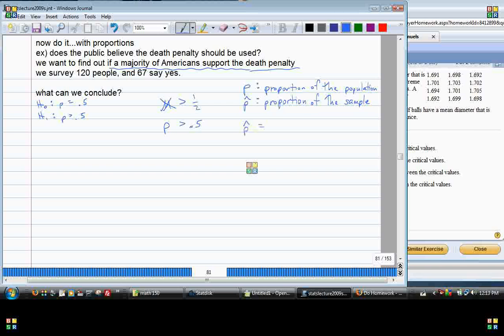Okay. P hat is a proportion. Is P hat 67? Is 67 a proportion? No. So if we ask 120 people and 67 say yes, in what way can we make this a proportion? Divided by 120. Exactly. This is 67 out of 120.